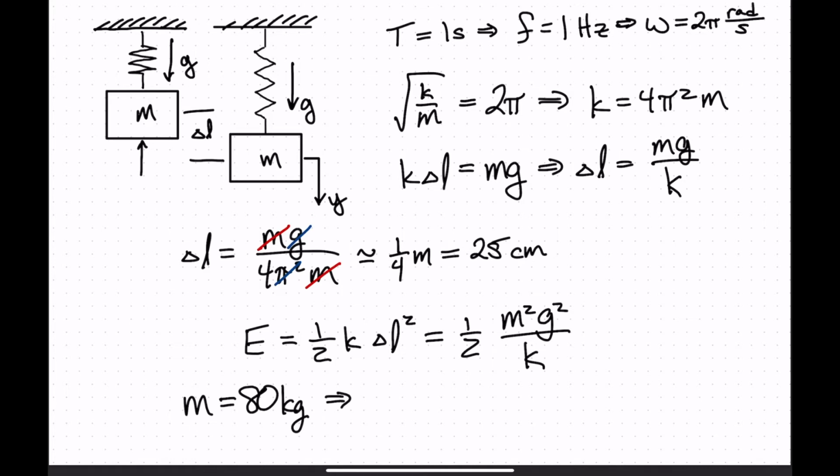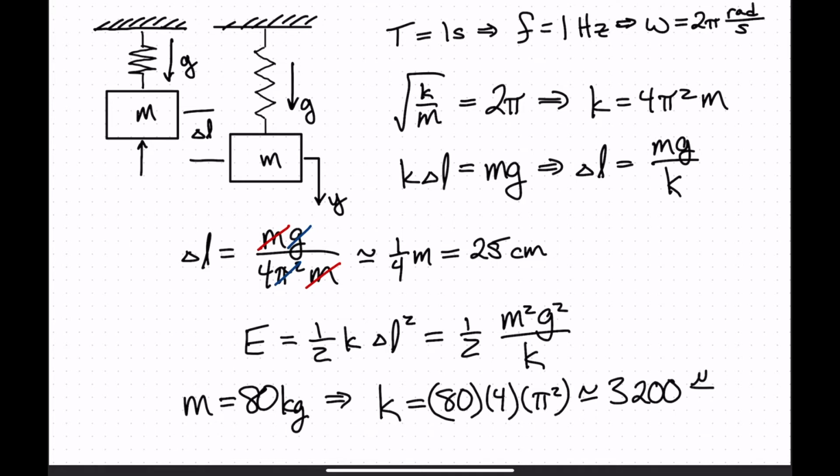That tells us that the spring constant, k, would be 80 times 4 times pi squared. Now let's say that pi squared is roughly 10. So that's 3,200 newtons per meter is the spring constant that we need.